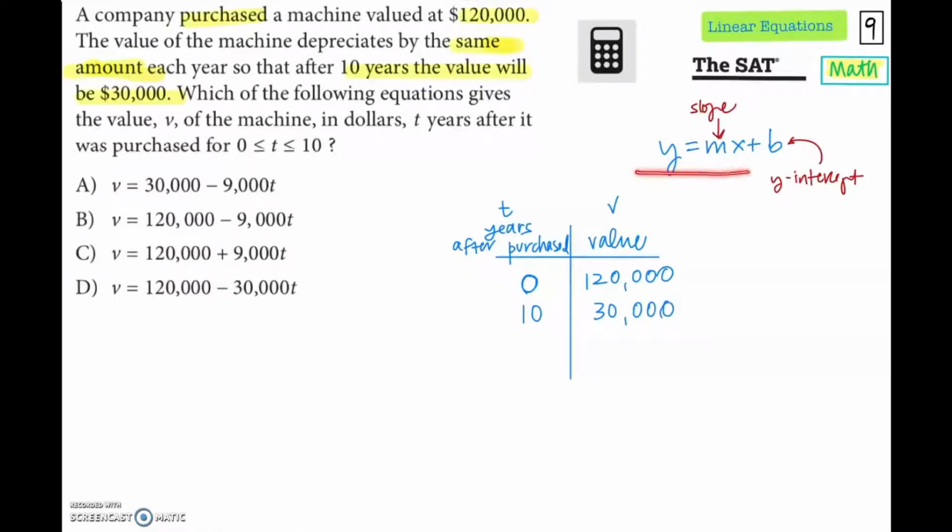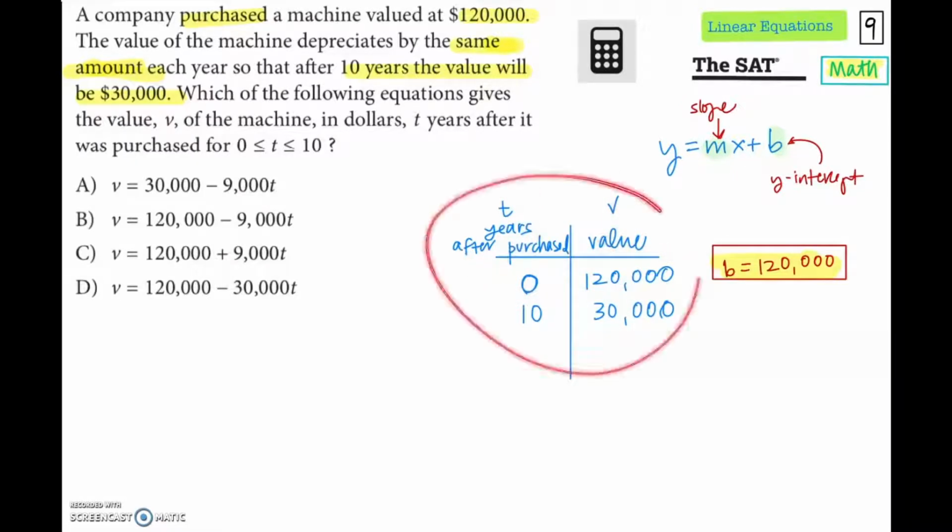So we'll use this formula for a linear function, y equals mx plus b, where m is the slope and b is the y-intercept. And luckily for us, this y-intercept is sitting right here. Anytime your input value is 0, then your y-intercept is the output value. So just by organizing our data in this table, we can see that the y-intercept is 120,000.